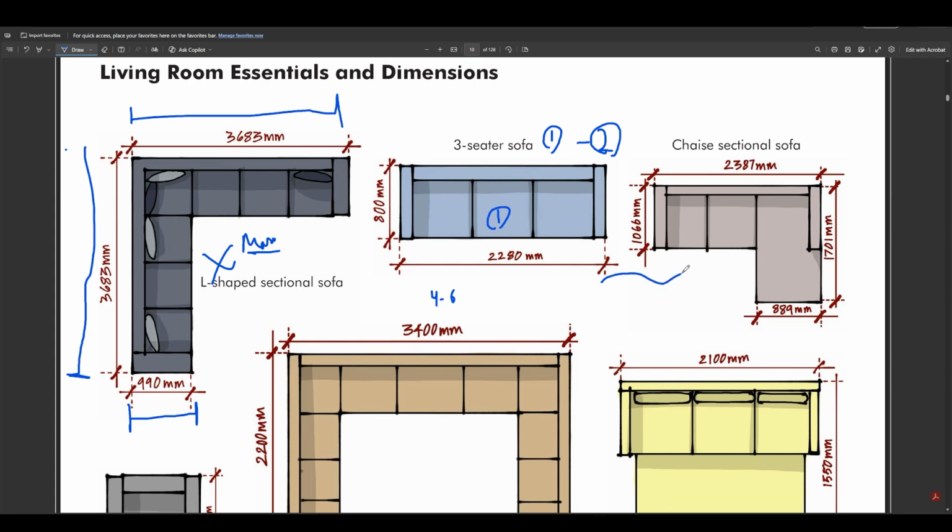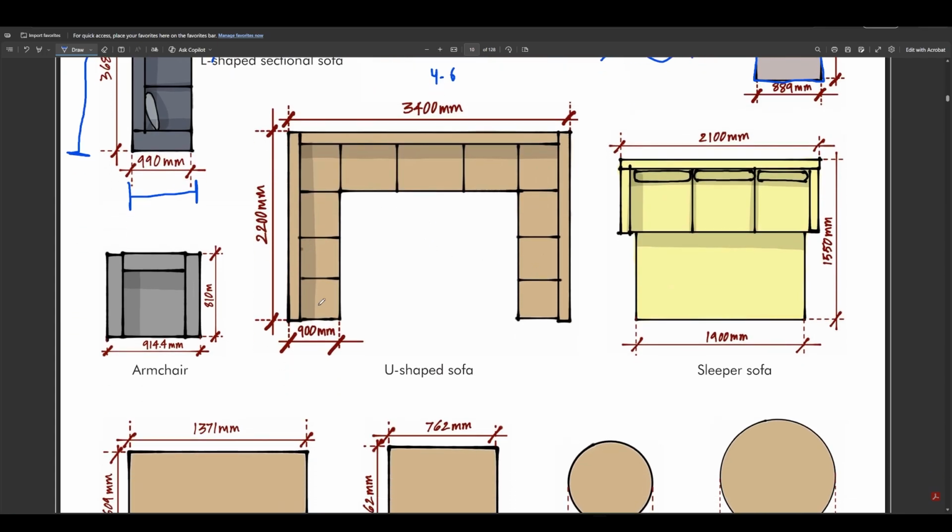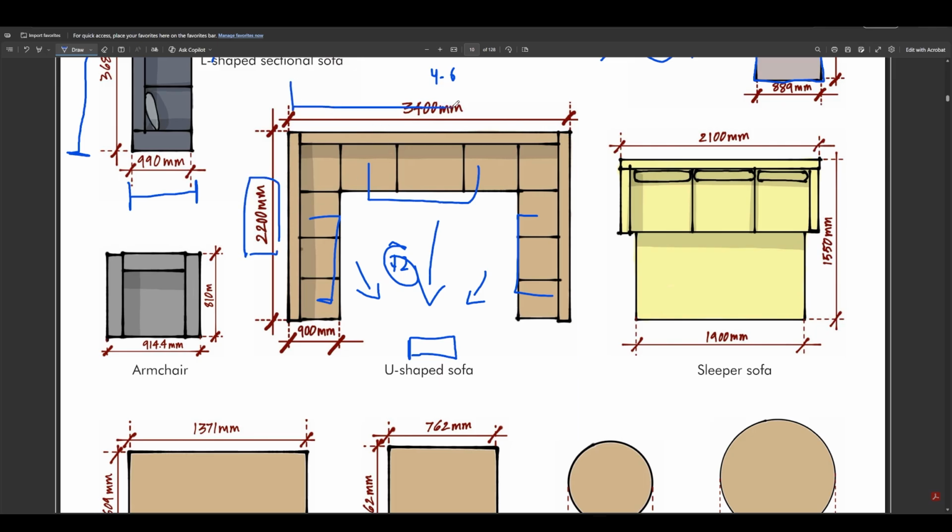Same as this, this is also a different type of sofa where this is a single space and these are divided, okay, and this is a very large sofa which has almost 6 and then 9 and 10 and 12, okay, so 12 seater, and here can be a TV unit so everyone can watch. So the dimensions for these are 2.2 by 3.4.